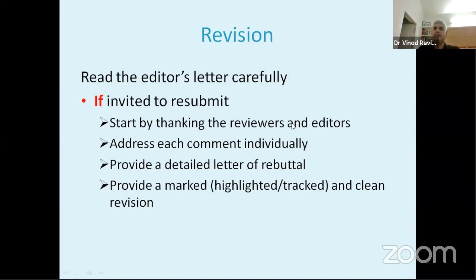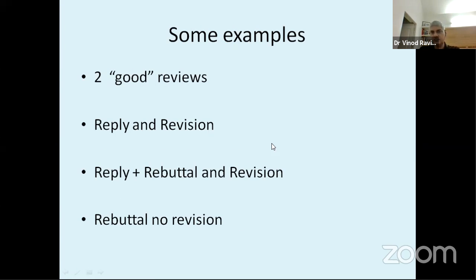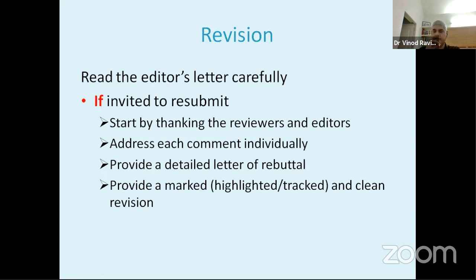Always start by thanking the reviewers. When you revise the manuscript according to the reviewers' comments, it is important to thank the reviewers. Remember, this is voluntary work, okay? And they are giving their time and putting in effort voluntarily. So they must be thanked for their efforts and inputs. And I think it is not a written rule, but this is basic decency which you should expect from our professional colleagues.